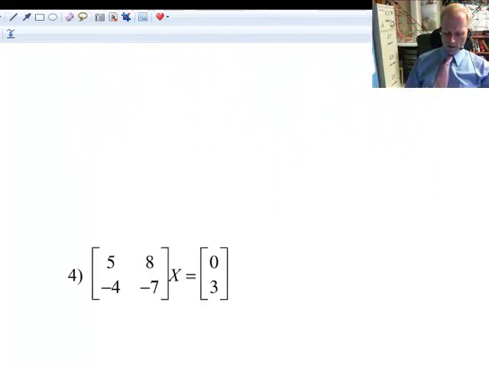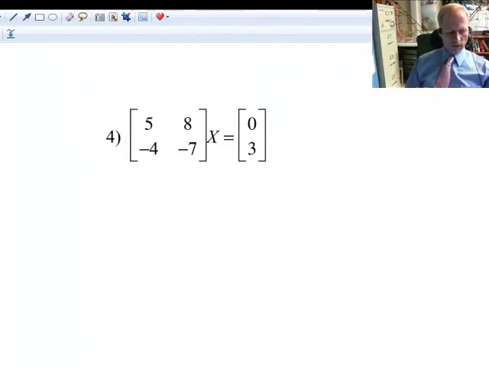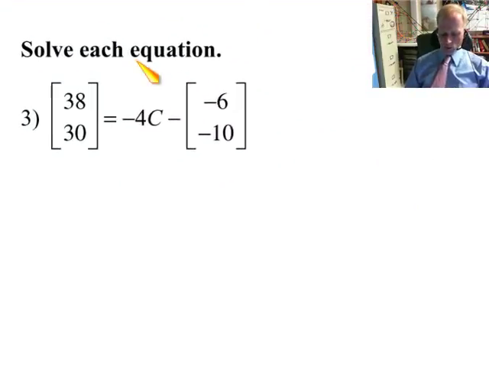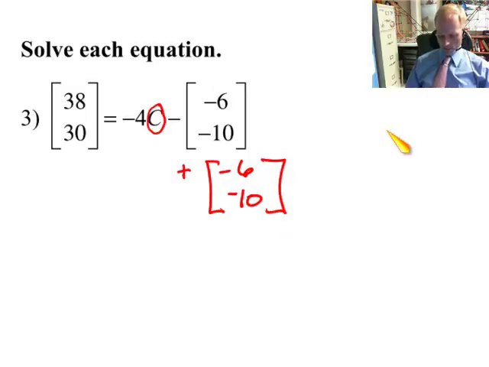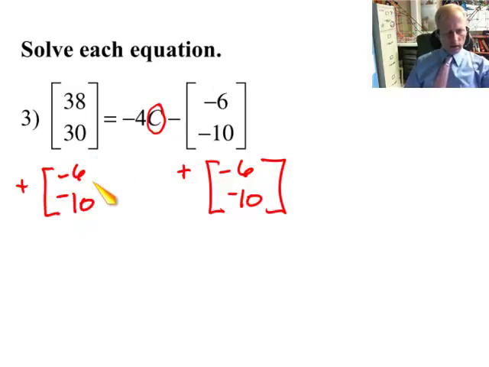Okay, so now I have a matrix equation that I'm asked to solve. So I'm going to try to isolate the unknown matrix on one side of the equation. So in this case, to do that, I'm going to add negative 6, negative 10 to both sides of the equation. And that's going to leave me with 32/20, and that's equal to negative 4 times c.